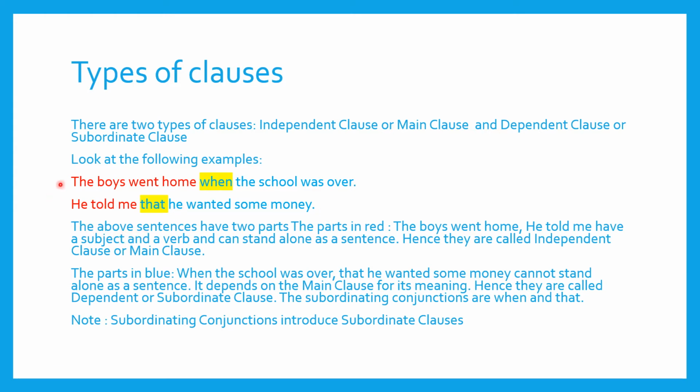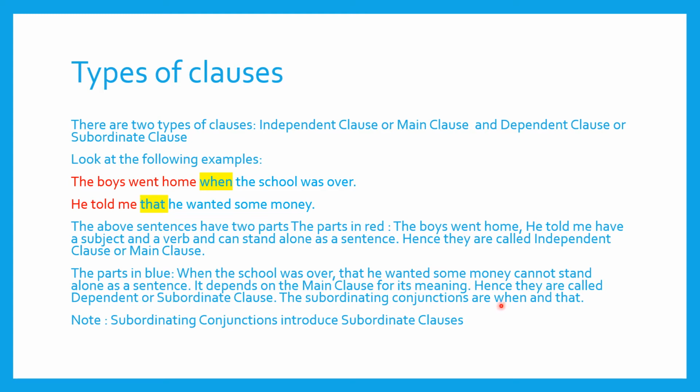The above sentences have two parts. The parts in red, the boys went home, he told me, have a subject and a verb and can stand alone as a sentence. Hence, they are called independent clause or main clause. The parts in blue, when the school was over, that he wanted some money, cannot stand alone as a sentence. They depend on the main clauses, the boys went home, he told me, for their meaning. Hence, they are called dependent or subordinate clauses.